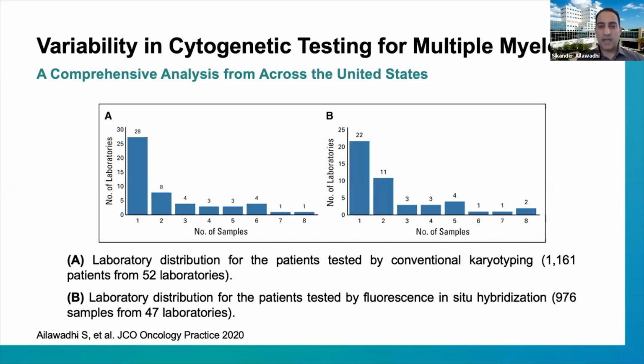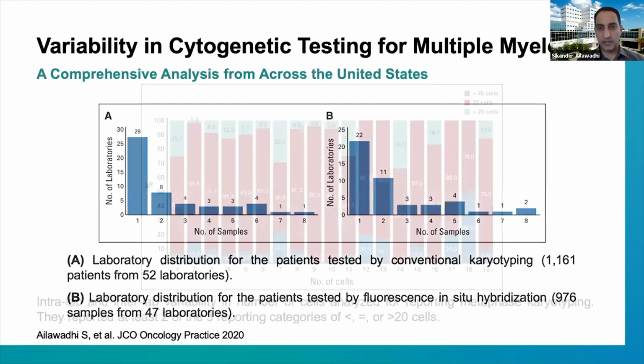So for example, the left panel is talking about the conventional karyotype, the conventional cytogenetic testing. There were actually 28 labs that had tested only one sample over a span of 18 years. On the other hand, there was one lab that had tested 8 samples. So the number of samples was very variable. Then we also checked the same thing for FISH. There were labs which had only checked 1 or 2 samples, and there were labs which had tested many more samples when adjusted per year. So very variable in the experience of the lab.